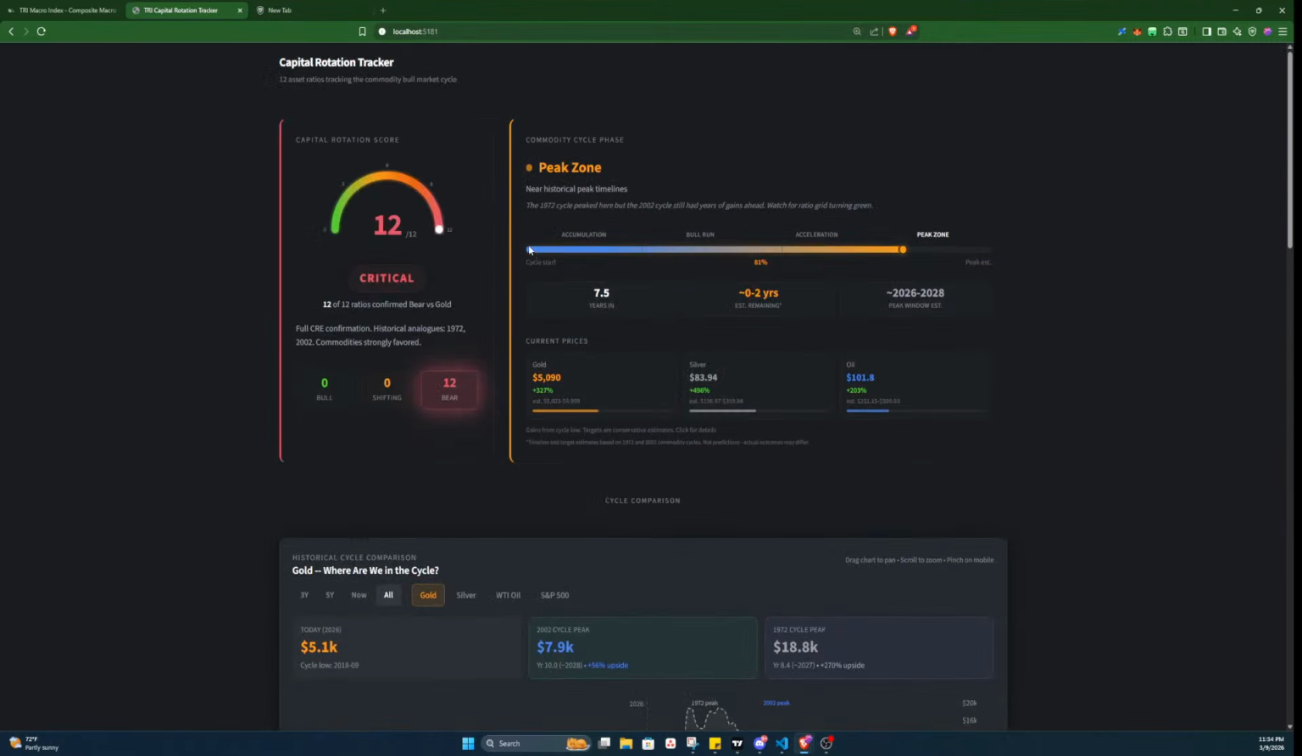And actually the cycle for a capital rotation event starts when 6 out of the 12 have flipped. That happened almost 7 years ago, and then we had 8 or 9, and recently we had the full 12. So now we're at the peak capital rotation event zone, and we actually don't have a lot of time left, but that's when things get really crazy.